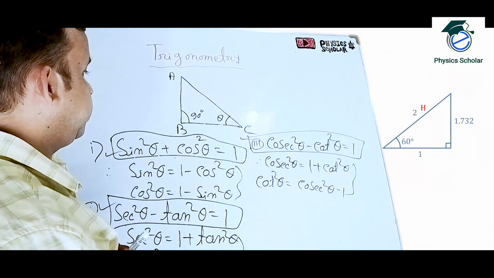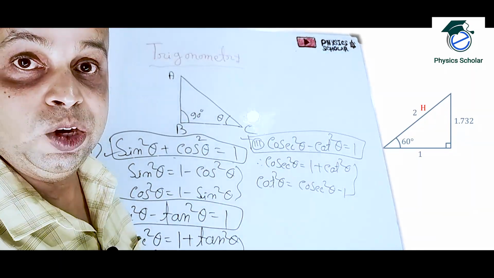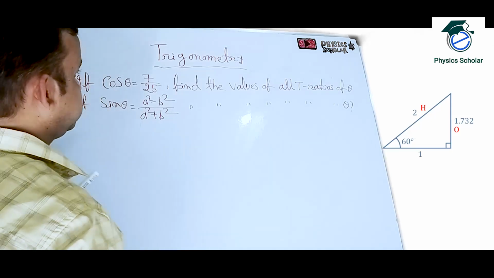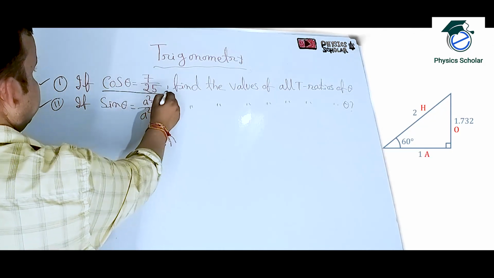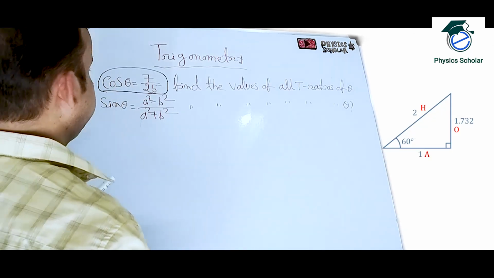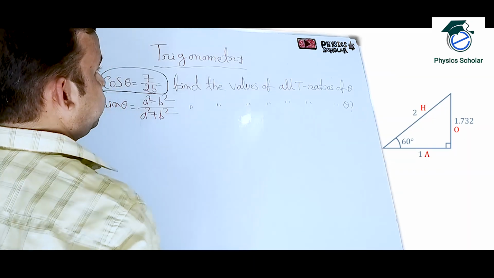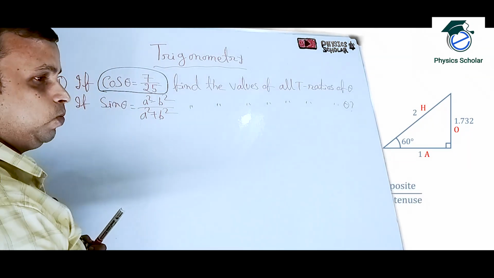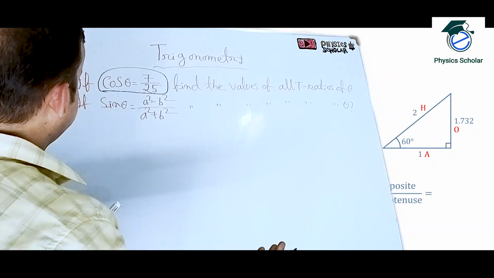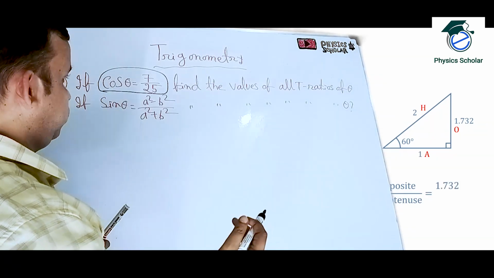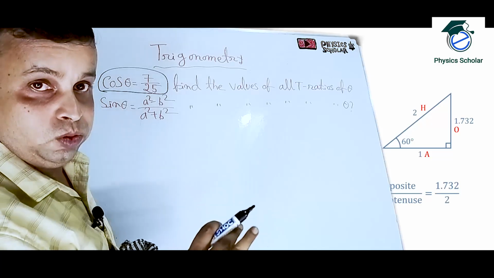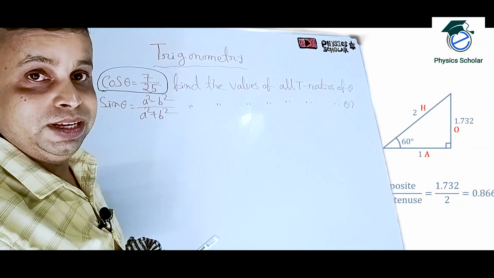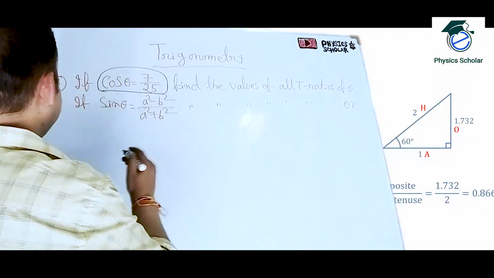Now straight away we will move to the numeric sums. Students, here are two very simple sums. Cos theta is given. Find the value of all t ratios, that means trigonometric ratios of theta. That means we have to find sin, tan, sec, cosec, all. By using formulas we can do it, but for beginners I am using the traditional method.